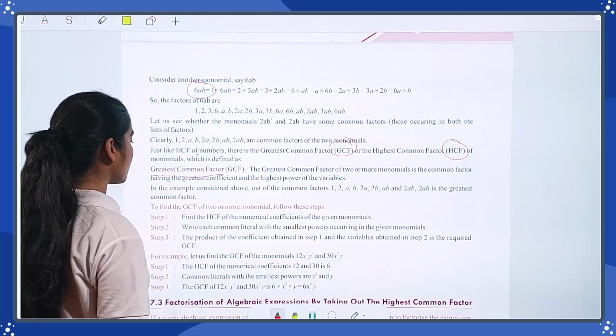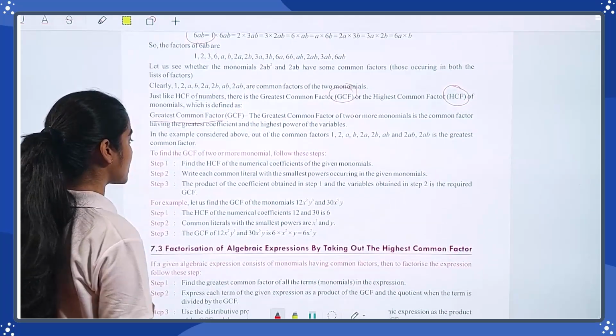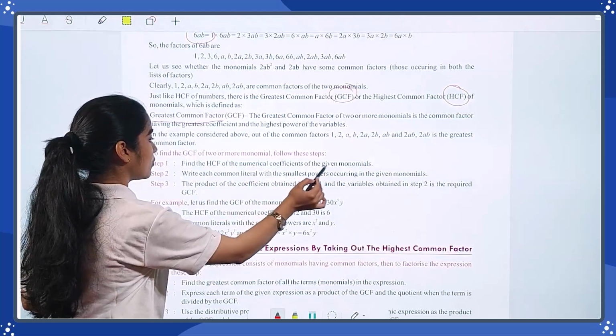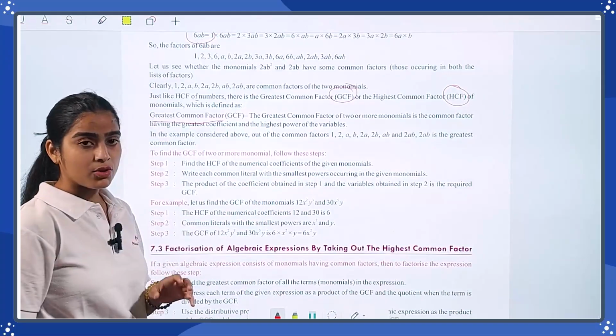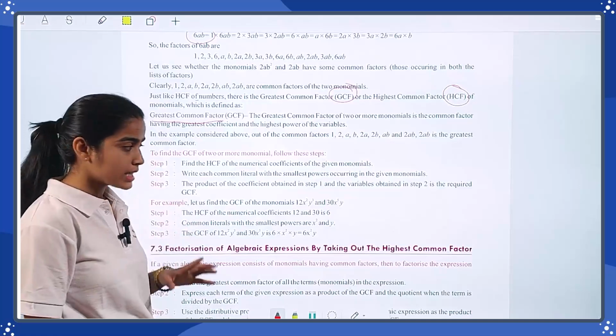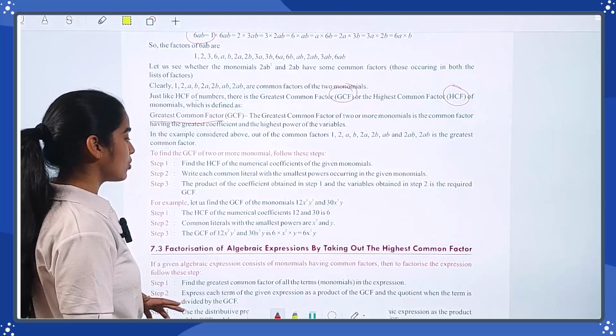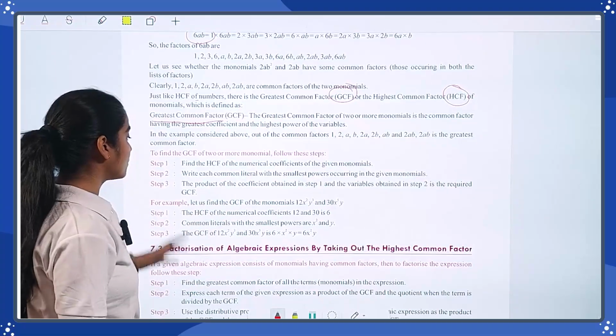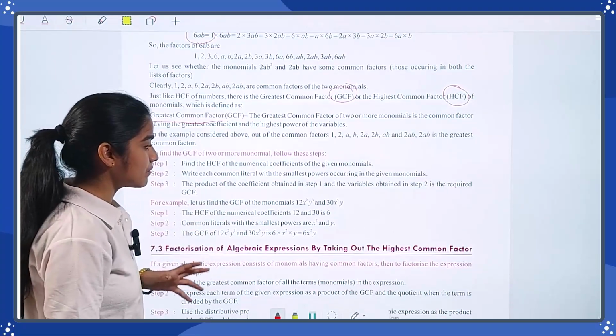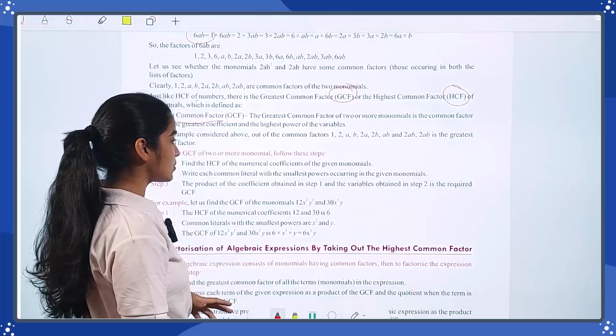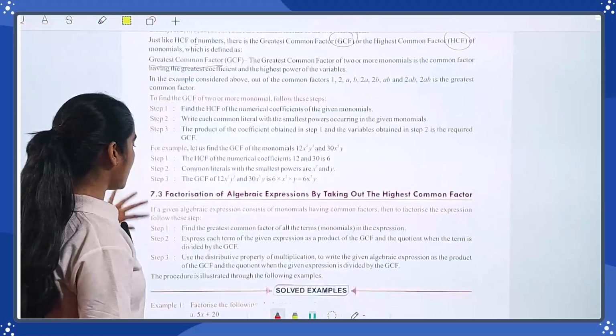To find the GCF of two or more monomials, follow these steps. Find the HCF of the numerical coefficients of the given monomials. First of all, you have to find out the HCF of it. Write each common literal with the smallest power occurring in the given monomials. The product of the coefficients obtained in step 1 and the variables obtained in step 2 is the required GCF.